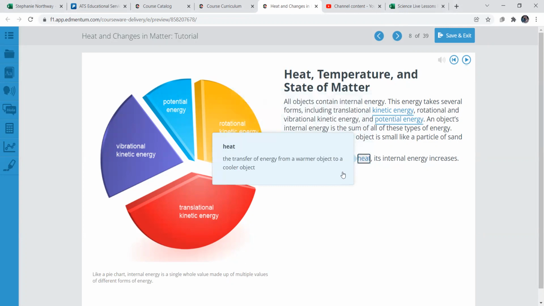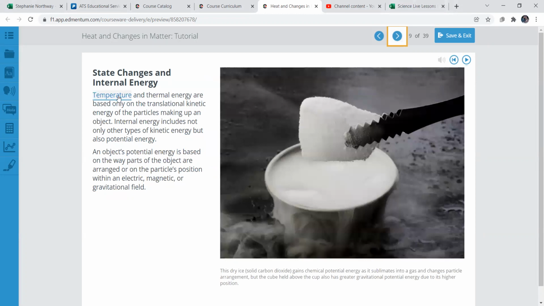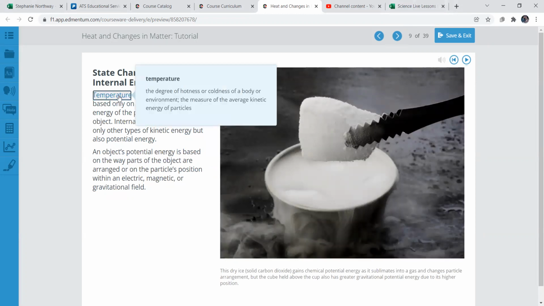Heat, transfer of energy from a warmer object to a cooler object. We know that from the last one. Temperature, degree of hotness or coldness of a body or environment. So the measure of average kinetic energy of the particles here.